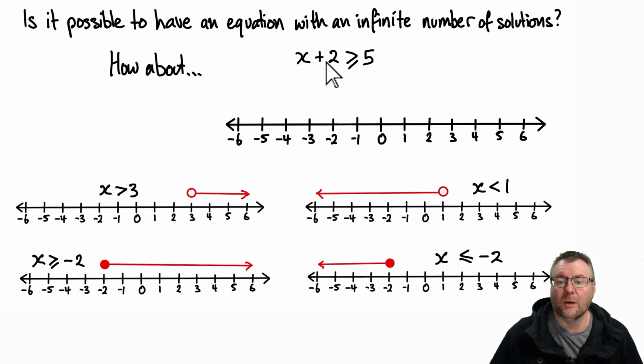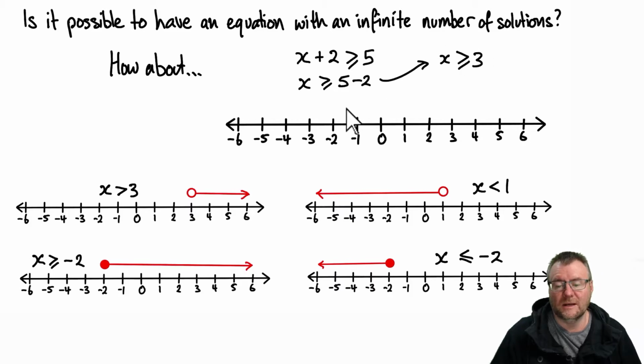So if I want to get the x on its own, just like I want to do when I'm solving an equation, I'm going to take this plus 2. When I change sides, I change sign. So that plus 2 comes across to the other side. It becomes a negative 2. And 5 minus 2 is 3. So now I'm going to plot on my number line x greater than or equal to 3.